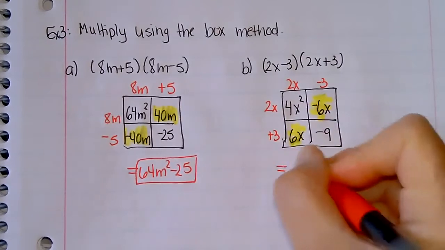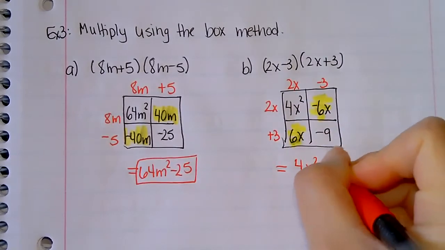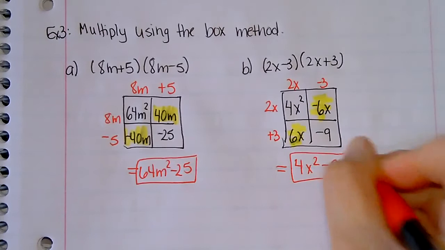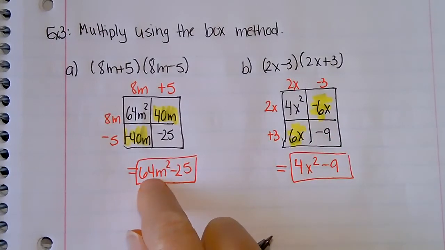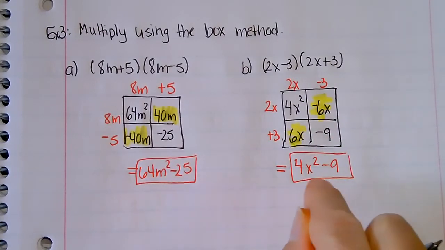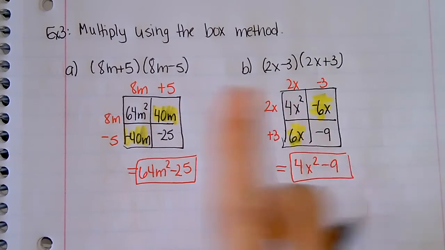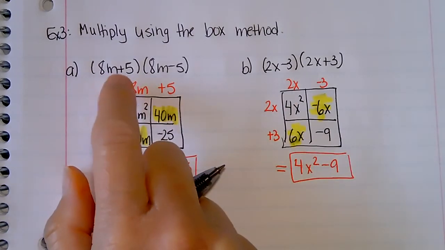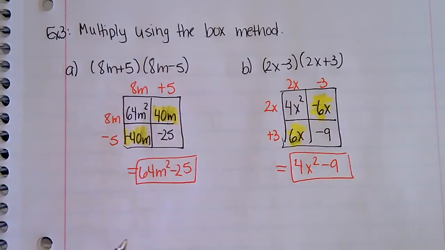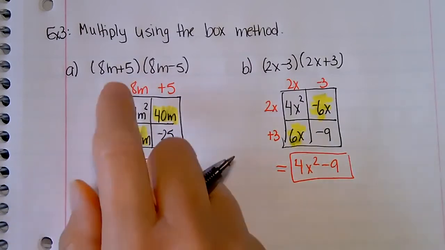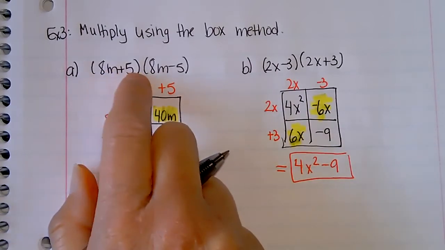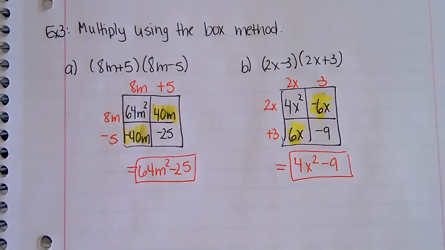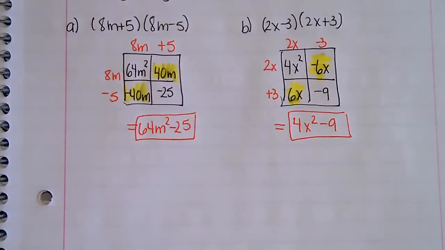So I'm going to get 4x squared minus 9. You'll notice again, we have a square minus a square. So whether it's just m plus 5, m minus 5, kind of like the problem we did on the page before where we could use a diamond, or if you have a number in front like this, every single time it ends up being a square minus a square.